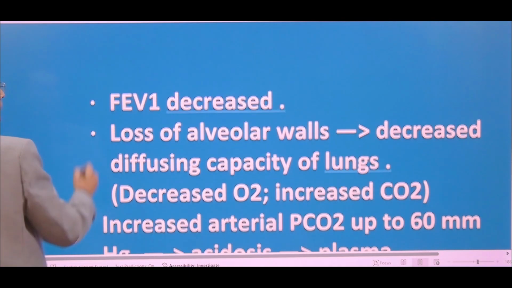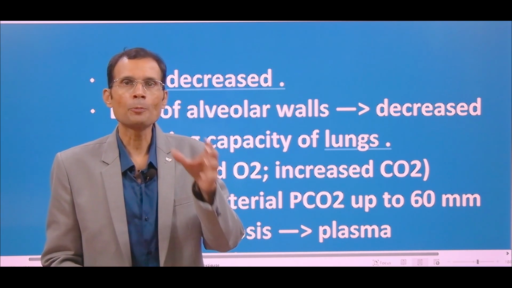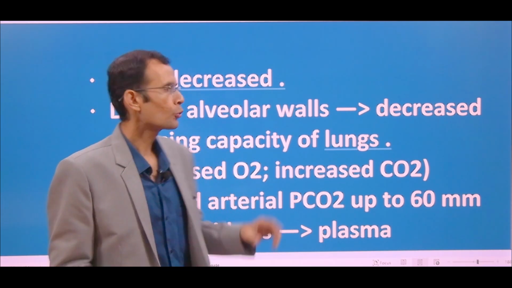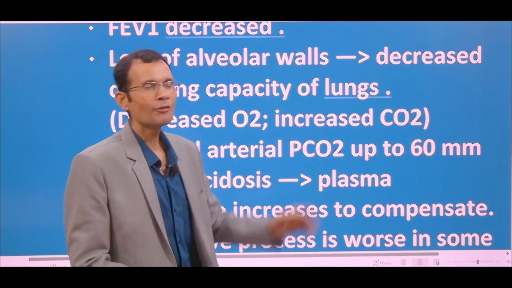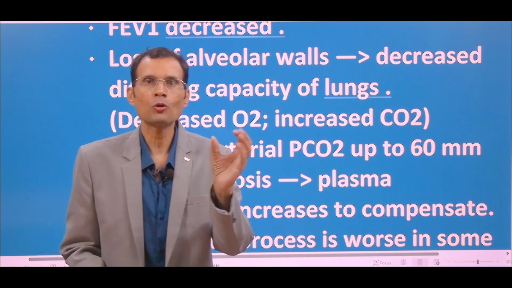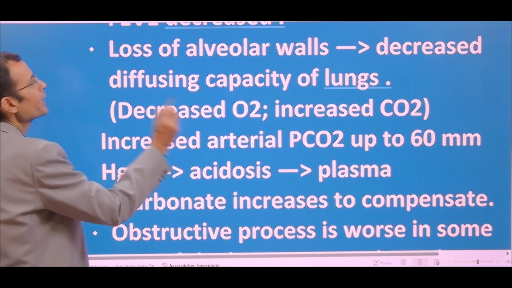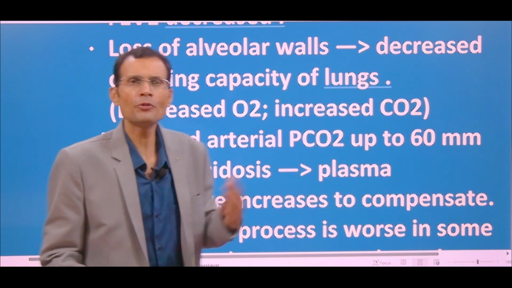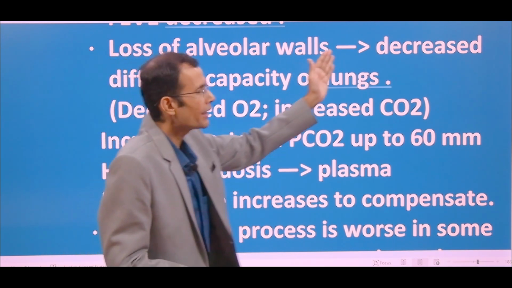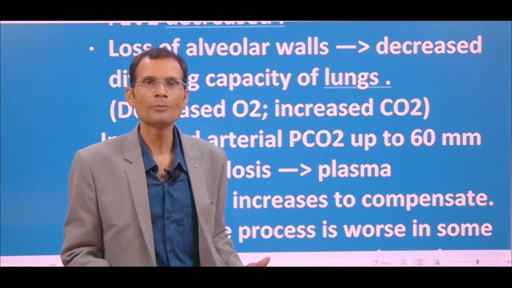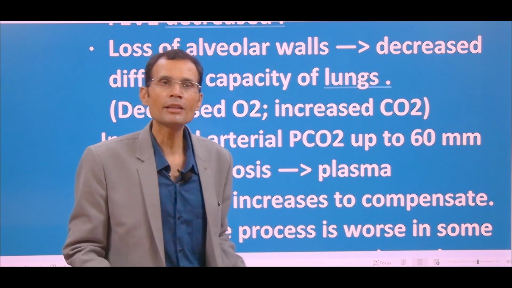All right, another E. FEV1 decreases. You know that timed vital capacity decreases in obstruction of the airways. So FEV1 decreases, that was expected. Loss of the alveolar walls, overstretching, finally the walls are damaged. This decreases the diffusing capacity of the lungs. Obviously, if the alveolar walls are getting damaged and destroyed, plus the blood vessels are also getting destroyed, that means the diffusing capacity of the respiratory membrane will decrease.